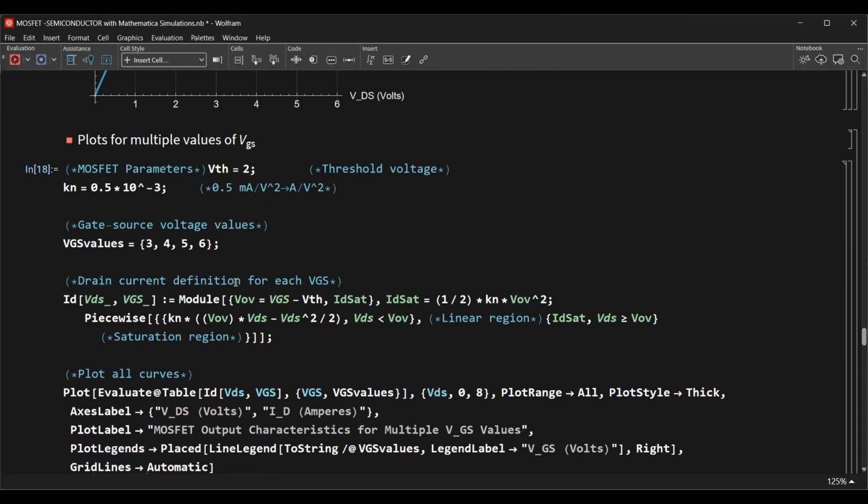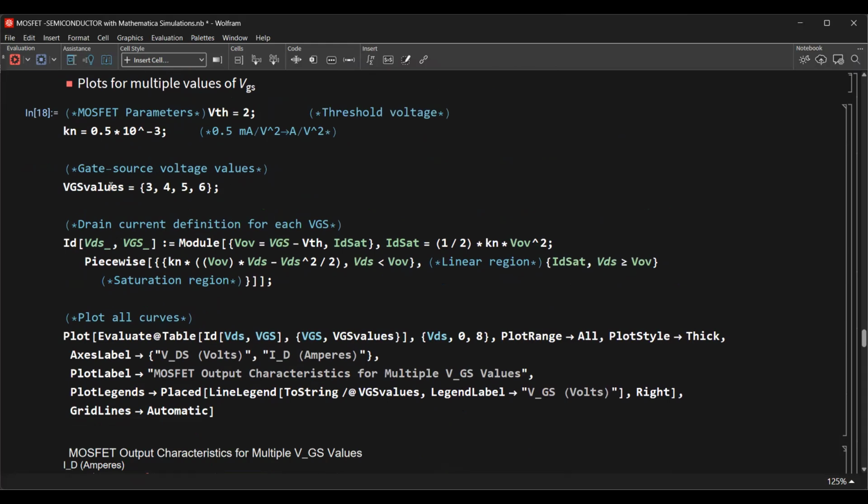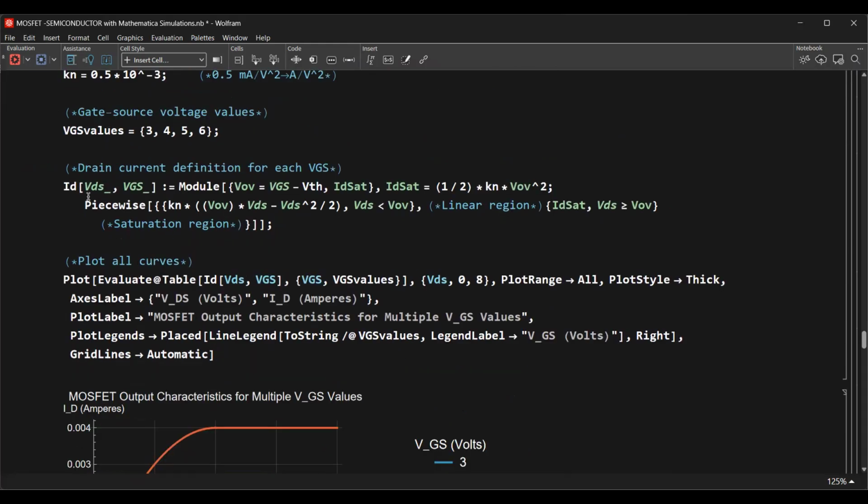And that's for multiple values of VGS here. We have the same given: VTH equal to 2, and Kn equal to 0.5 times 10 to the negative 3, with the unit ampere per volt squared. Then the gate source voltage values are 3, 4, 5, 6. So we have four values of the gate source voltage. We have the drain current definition for each VGS, the current as a function of VDS and VGS.